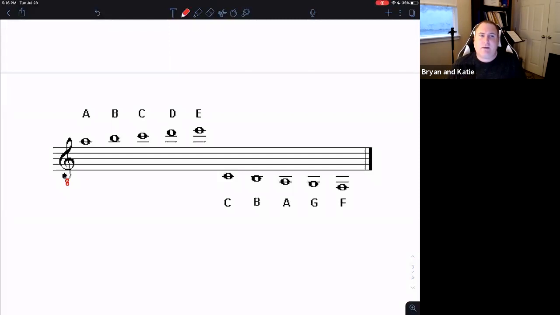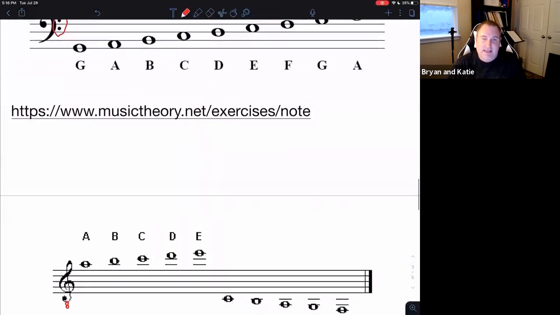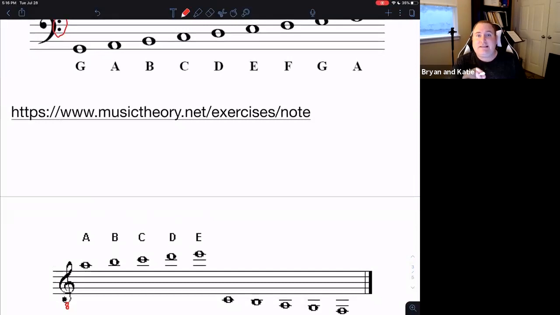Now, let's talk about one more thing before we go today. Oh, before we do, if you want to get some practice really on anything that we talk about this week, but with note reading, take a look at this program, musictheory.net. It is a free website that you can use that I just absolutely adore.